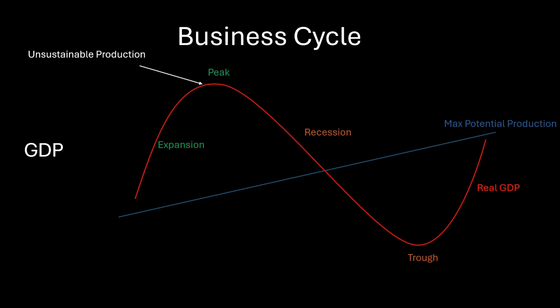These fluctuations tend to happen in a cycle, thus why we call it the business cycle. So choosing, let's say, the expansion phase as our starting point, the economy is going to peak. Eventually, it's going to go through a recession as production falls. Eventually, the economy will reach a trough and start expanding again.